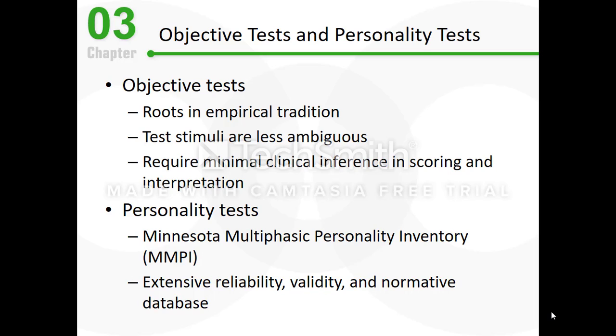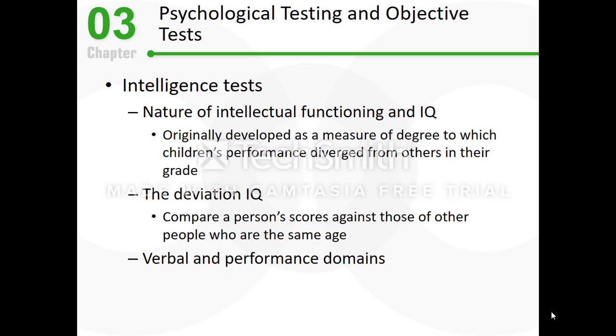I mentioned objective tests. There's also personality tests. The objective tests have very much an empirical tradition. They use stimuli that are less ambiguous. They require a little less clinical inference in scoring and interpretation, which is good because that's going to remove the bias. And then there's personality tests like the MMPI, Minnesota Multiphasic Personality Inventory. This particular test has been around for quite some time, has been researched to death, and has been proven to be very reliable, valid, and it has a very normative base that has wide applicability.